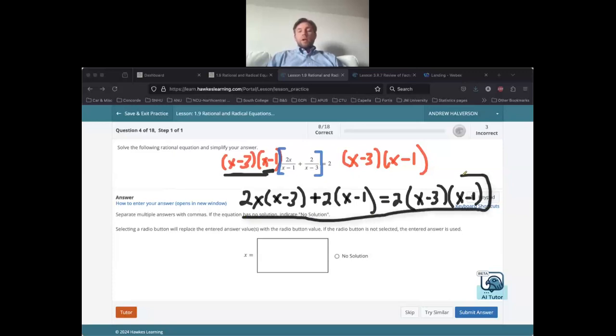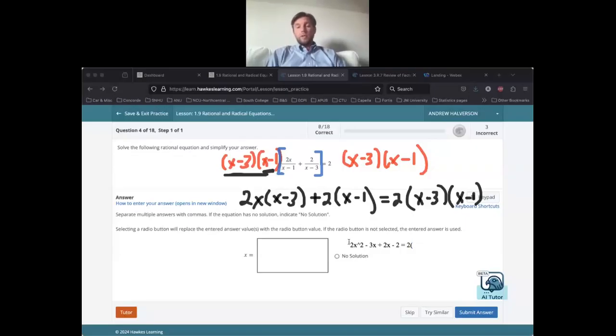So you're left with this big long thing, and now you got to get rid of the parentheses. You got to apply your FOIL method, your distributive property, things of that nature. So I'll go ahead and do this part. This becomes 2x squared minus 3x plus 2x minus 2. And on the right side, I'm going to do FOIL method first: x squared minus 4x minus 3. And now I can multiply the 2 on the outside into each term in the parentheses, and that becomes 2x squared minus 8x minus 6.